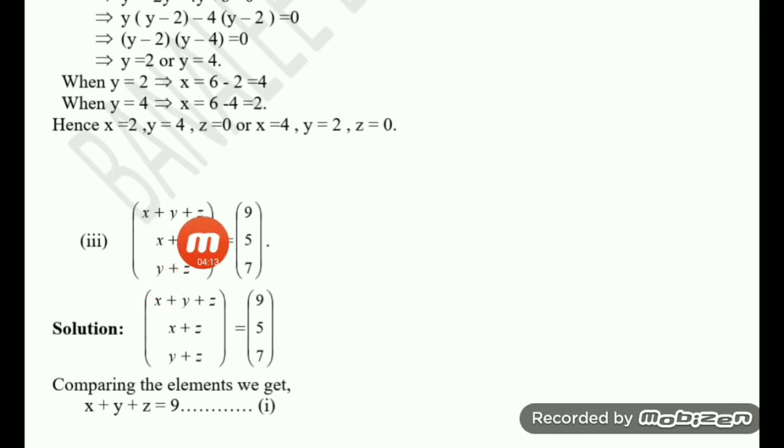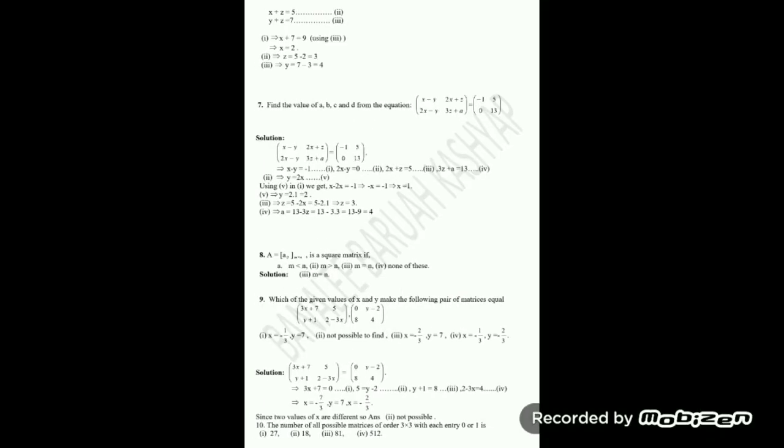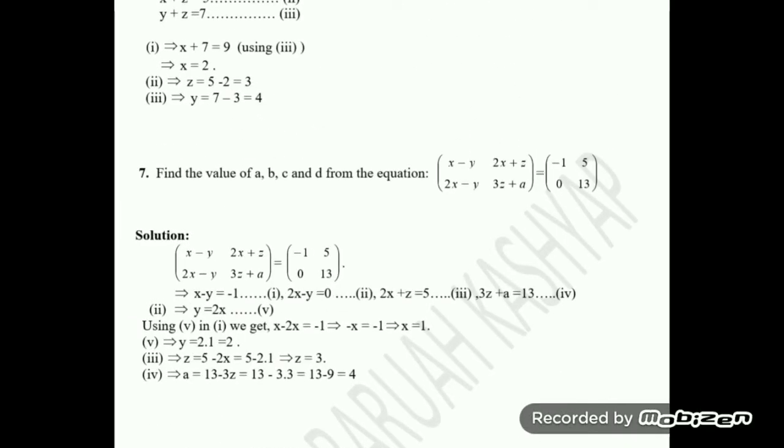First row here, what is the order? Number of rows is 1, 2, 3. Number of columns is 1. So comparing, we'll have what? x plus y plus z is equal to 9. x plus z is equal to 5. y plus z is equal to 7. So these three equations we have got. y plus z I have written here. The next page we have this one.